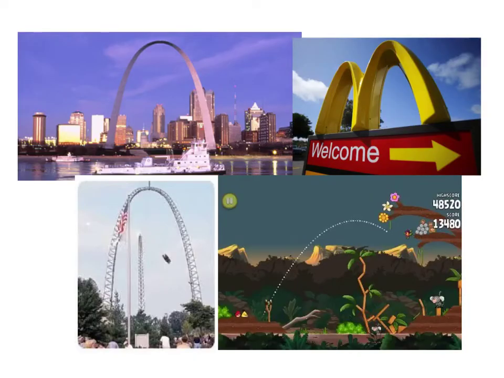Some other examples that you would see in real life are parabolas like the St. Louis Arch, the McDonald's Golden Arches. This cool roller coaster here makes a parabola, and also the popular game of Angry Birds. Every time you shoot a bird off to hit one of those little piggies, or in this case monkeys, you always make a parabola with the path of the bird.